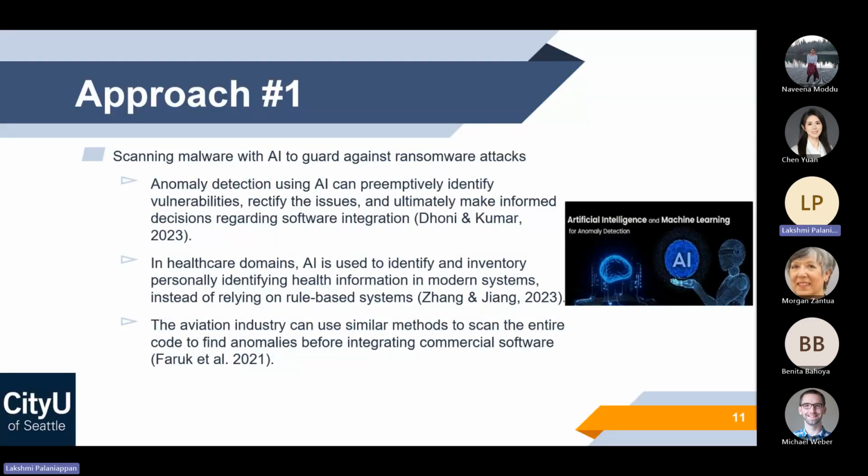The aviation industry can learn best practices from other industries and apply them in a way that is appropriate for the unique needs posed by aviation. The first approach is to use AI to scan the entire code to find anomalies before integrating commercial software. In healthcare domains, AI has been successfully used to identify and inventory health information in modern systems instead of relying on rule-based systems to protect the privacy and security of users and patient records from malware. The aviation industry can use similar methods to preemptively identify vulnerabilities, rectify the issues, and ultimately make informed decisions regarding software integration.